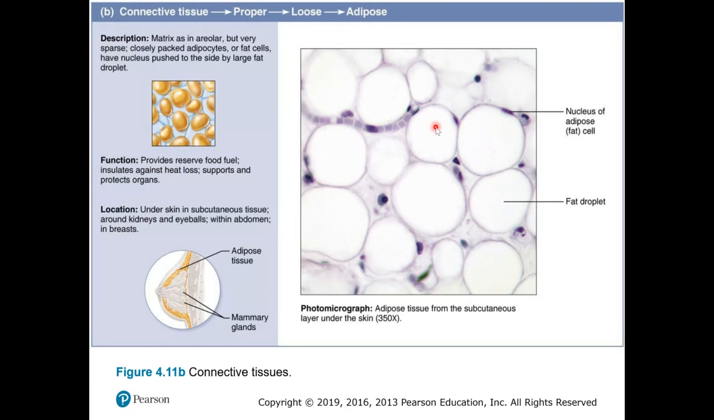Now, even though it doesn't look like there's anything in these cells, there is. The triglyceride just doesn't take the stain. So it looks like nothing's there, but this is the actual fat, triglyceride molecule. And the nucleus pushed over off to the side. Here we have a blood vessel.